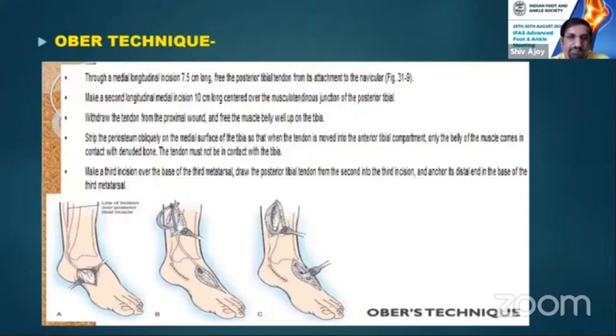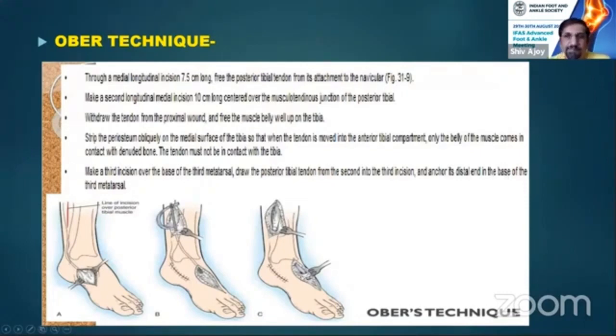The medial longitudinal incision is taken. The tibialis posterior tendon is detached from there. A second longitudinal medial incision, 10 centimeters long, is made over the musculotendinous junction, and the tendon is withdrawn from the proximal wound and the muscle belly is freed well up to the tibia. Then make the third incision over the base of the third metatarsal and draw the posterior tibial tendon from the second to the third incision, and it is anchored at its distal end to the base of the third metatarsal.